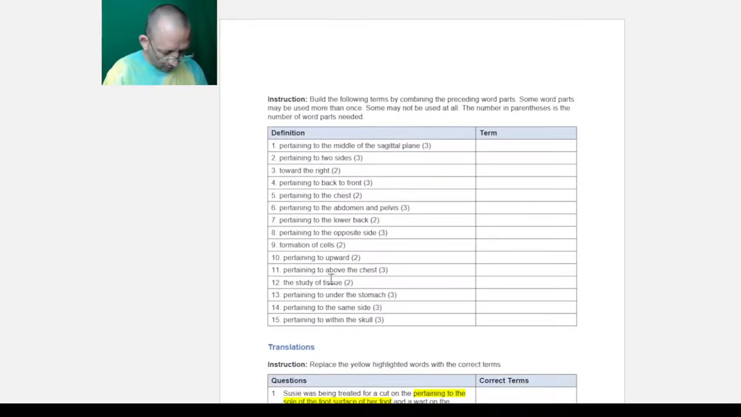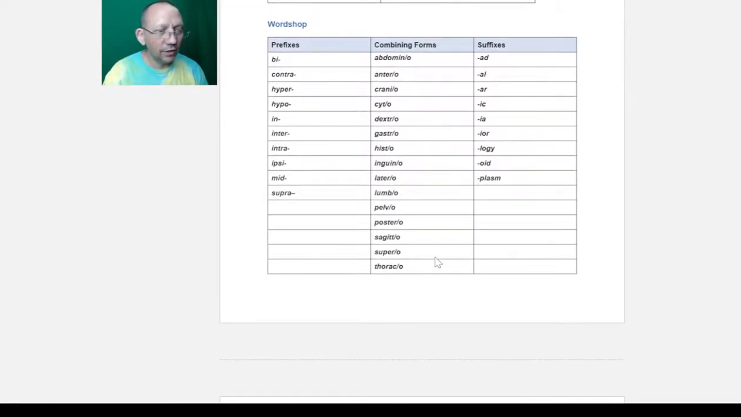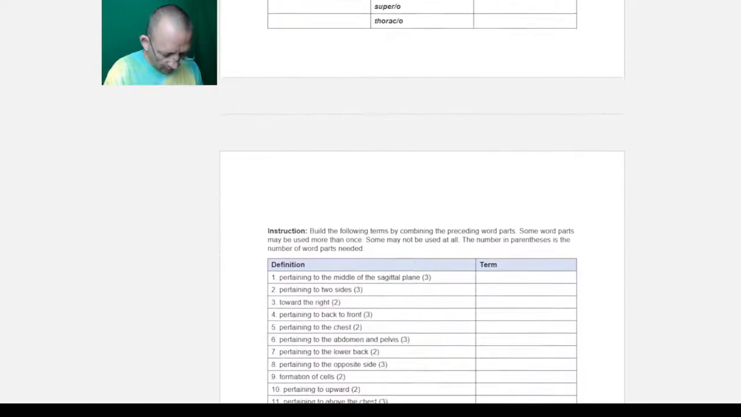Let's do another one here. Study of tissue. It's two parts. So study of, we come up here. So histo. Remember that we talked about that? Where's histo? So you might not have to have the first part. We don't need the first part. So we have found histo. There's histo. And then histology. Histology is the study of tissues.